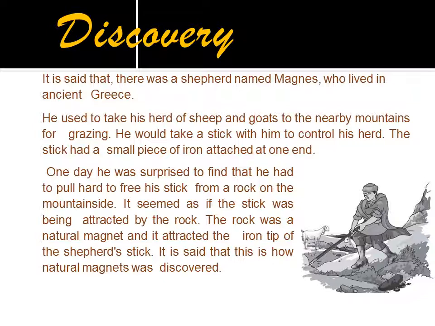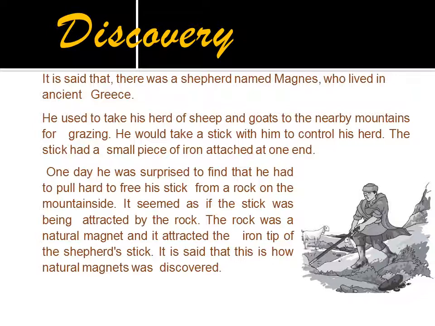How? It is said that there was a shepherd named Magnus, who lived in ancient Greece. He used to take his herd of sheep and goats to the nearby mountains for grazing. He would take a stick with him to control his herd. The stick was made of wood, but at one end a small piece of iron is attached.